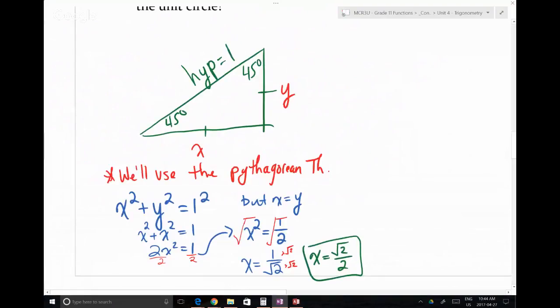Well, that means that up here, x is equal to root 2 over 2, and y is equal to root 2 over 2.